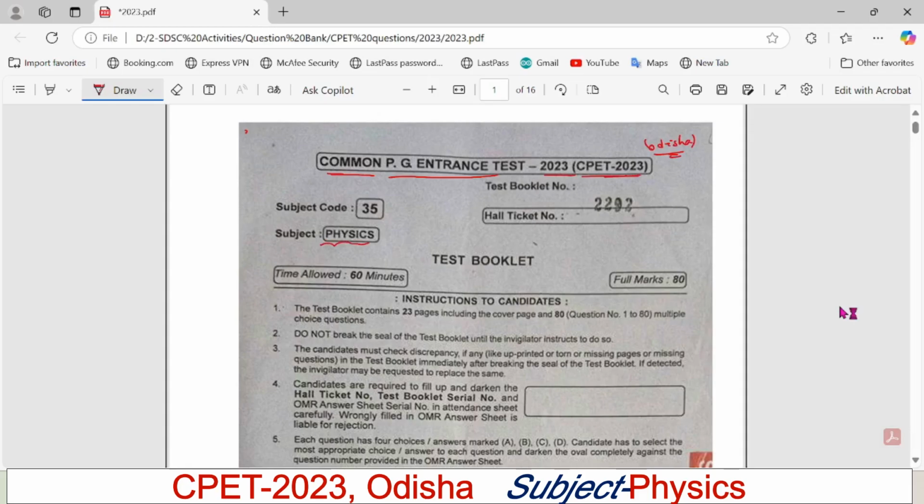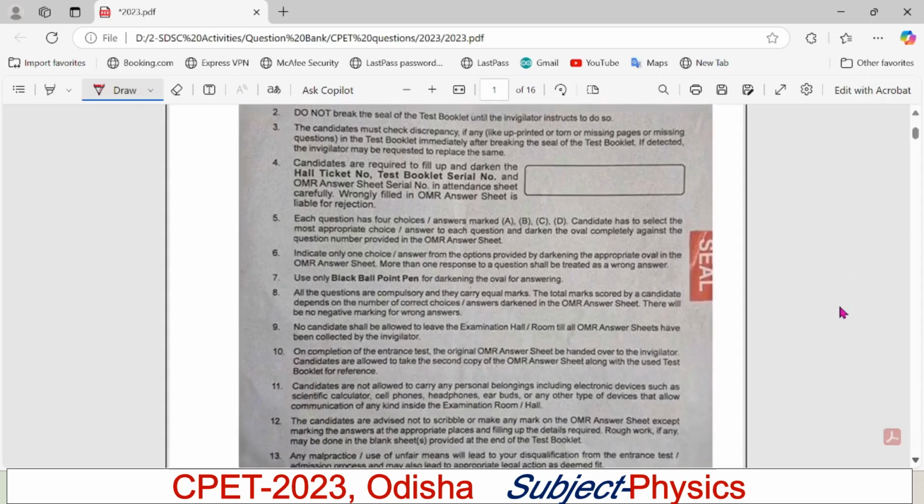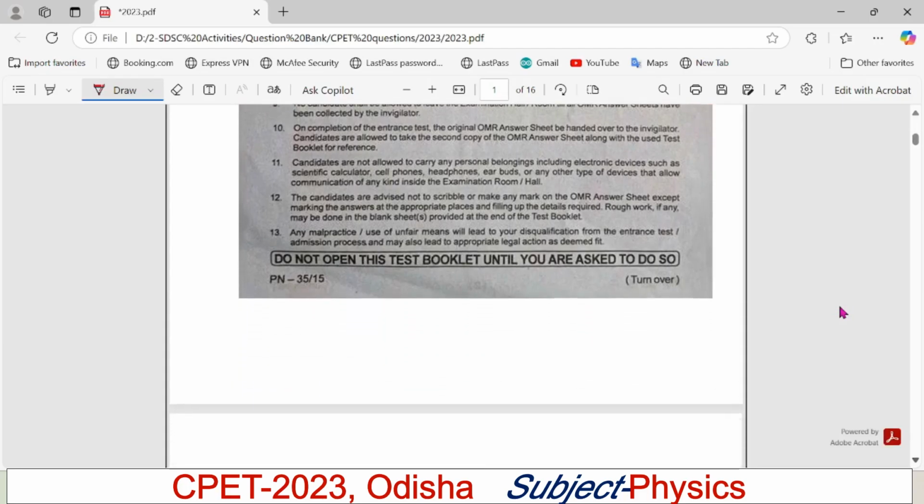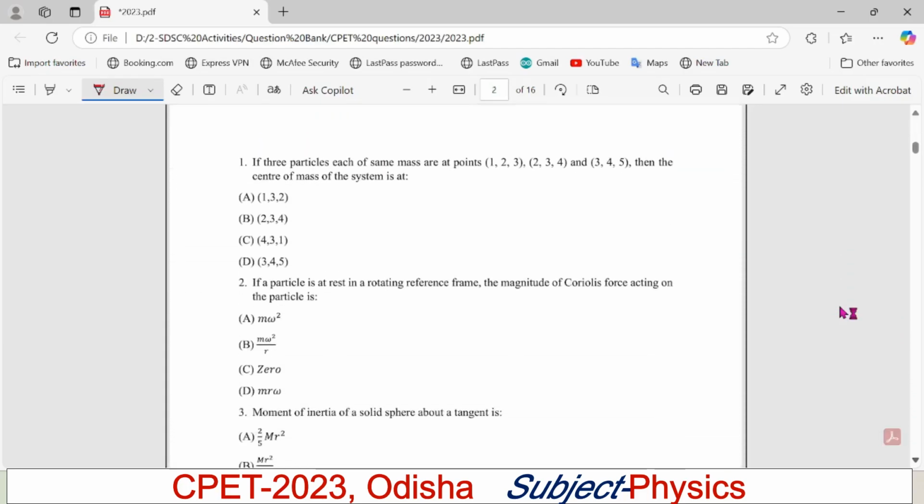Subject is your physics. In this question booklet, total number of questions was 80 and the time is 60 minutes or 1 hour. Here you can see there is no negative mark. Here there will be no negative mark for wrong answers. Okay, 80 questions, 1 hour. So one by one we are going to discuss.